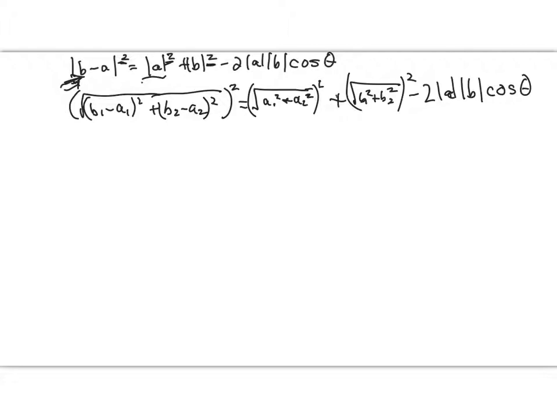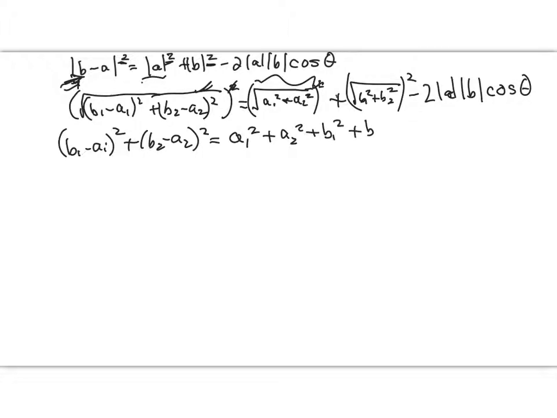Okay, so now I can cancel out the square and the square root, and I'm left with B1 minus A1 squared plus B2 minus A2 squared equals, and when these squares cancel out, I'm left with A1 squared plus A2 squared plus B1 squared plus B2 squared minus 2 magnitude A magnitude B cosine theta.